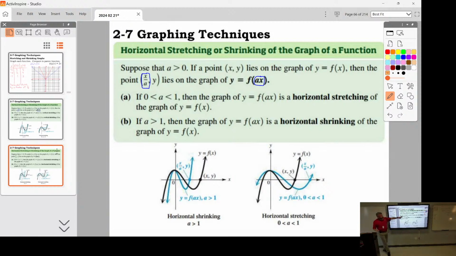If a is between 0 and 1, then it's a horizontal stretch. 1/2 is a horizontal stretch because you're dividing by 1/2. Dividing by 1/2 is the same thing as multiplying by 2. If a is greater than 1, then it's going to be a horizontal shrink.